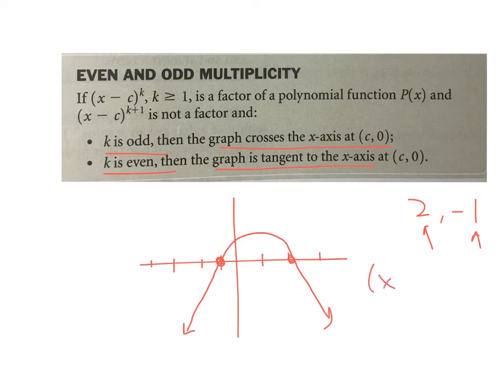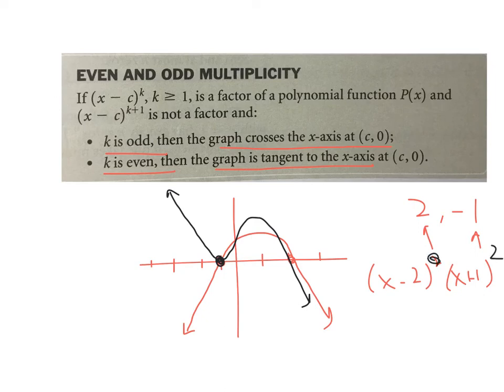Now, if one had an even multiplicity, let's say the 2 happened 2 times. Let's say we had x minus 2 squared and x plus 1. What would happen then is my 2 right here, it would be tangent to it. It would do this. It would bounce off of it and then go through the -1, or through the +2. I actually did that backwards.